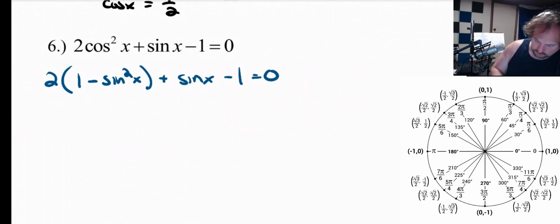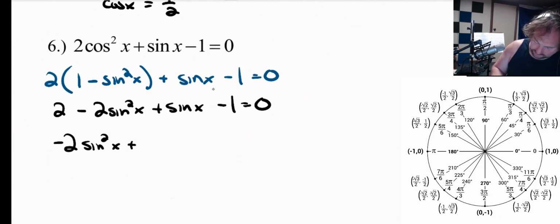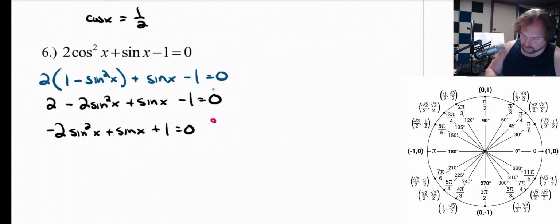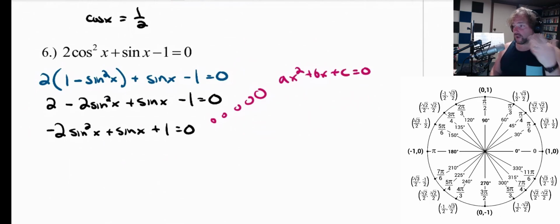So let's go ahead and distribute the 2 and clean it up a little bit. 2 minus 2 sine squared of x plus sine x minus 1 equals 0. Let's see, that gives us negative 2 sine squared of x plus the sine of x, 2 minus 1 is plus 1, equals 0. Pretty cool. Now, maybe you recognize the quadratic nature of this expression. This is very much a good idea. Let's just draw a little thought bubble off to the side here. This is an ax squared plus bx plus c equals 0. That's what we got here. It just so happens that the thing that we're squaring is sine of x.